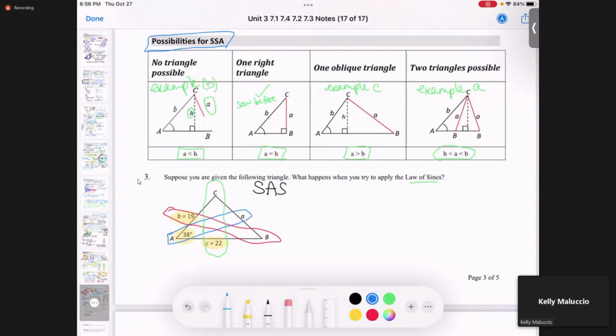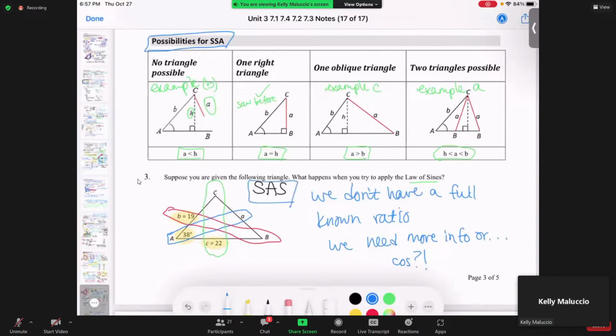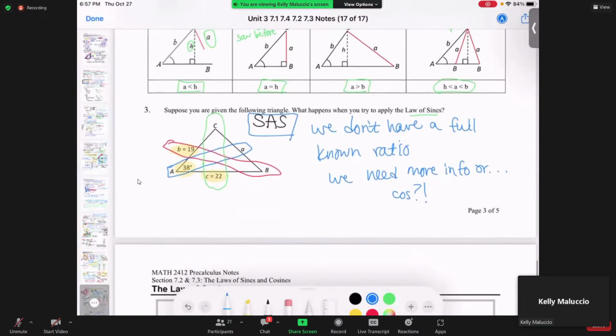So what's going on is we don't have a full known ratio, like a side over an angle, right? So we need more info, cosine maybe, right? All right, so maybe cosine is going to get us a little something here. And keep in mind, that's whenever you're going to have side, angle, side. So let's take a look.